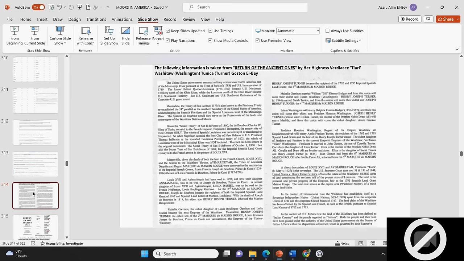So, we go to the return of the ancient ones. The United States government assumed military control over North America, east of the Mississippi River, pursuant to the Treaty of Paris of 1783, United States Incorporation of 1789. The former British Quebec, Louisiana, 1774, 1789, became United States Northwest Territory, north of Ohio River, while the Louisiana south of the Ohio River became United States Southwest Territory. United States Southwest and United States Northwest Ordinance of Corporate United States Government.